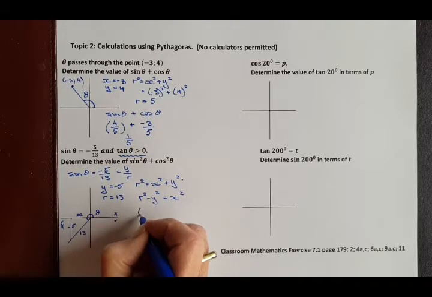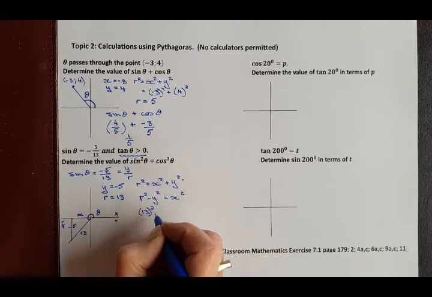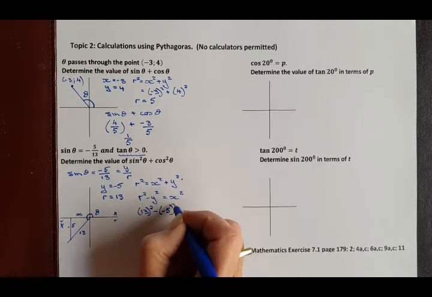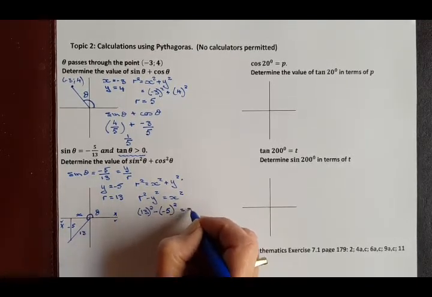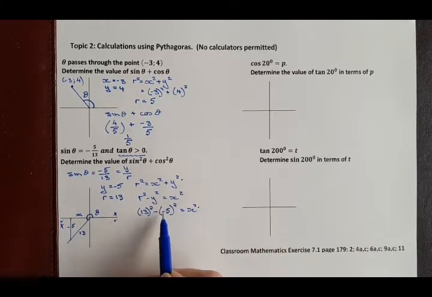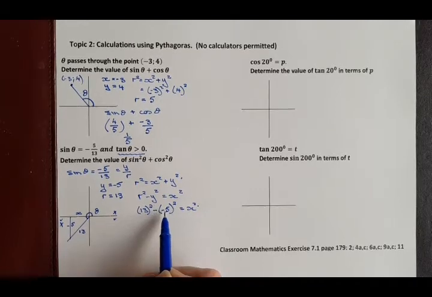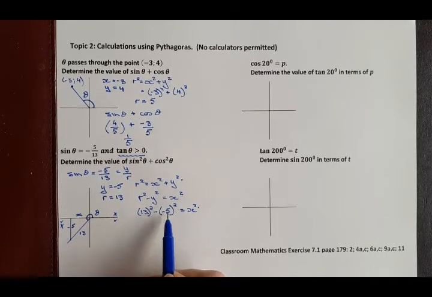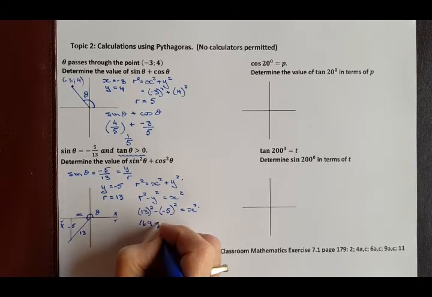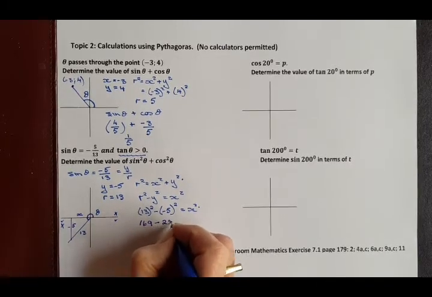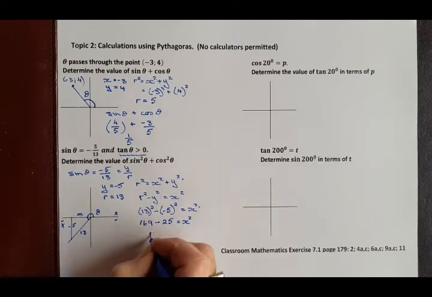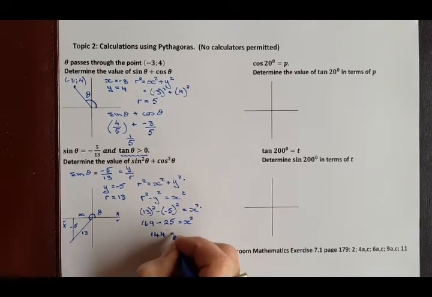13 squared minus, now please note, it's -5 in a bracket squared is my x squared value. Remember, you have to do powers before you do subtraction. So this becomes -5 squared is plus 25. 169 minus positive 25 is your x squared. My x squared value is 144.